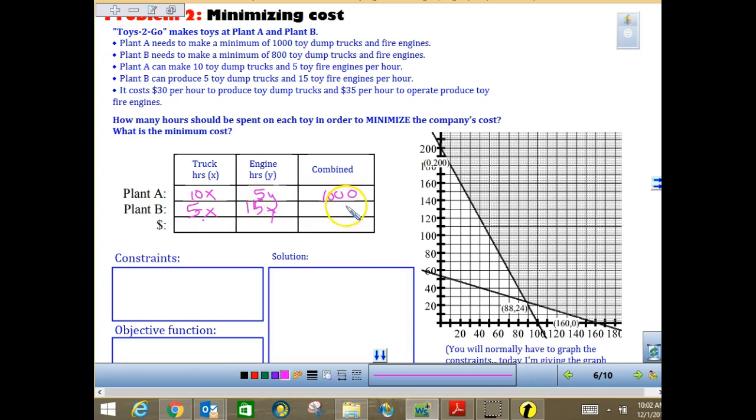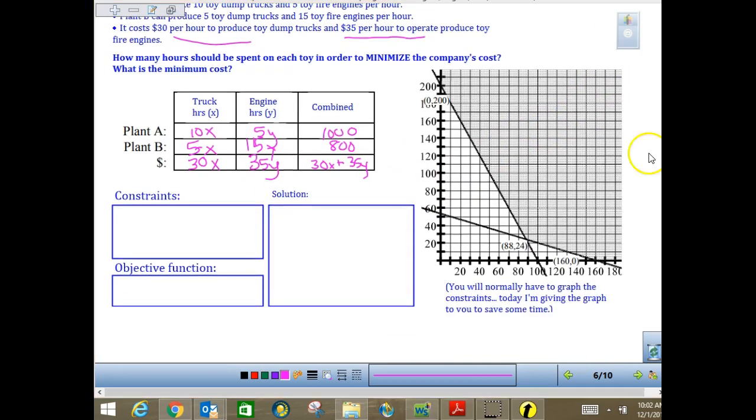And our amount here was 800. And now we're trying to make our profits, right? What do we know? We are looking at $30 an hour to produce our toy dump truck, and $35 to make our toy fire engines. So we are going to have this equation being something like 30x, and what would you think? 35y. And the combined is the 30x plus 35y. That's really our objective function, right? That's how much money. And we're trying to make the minimum here.